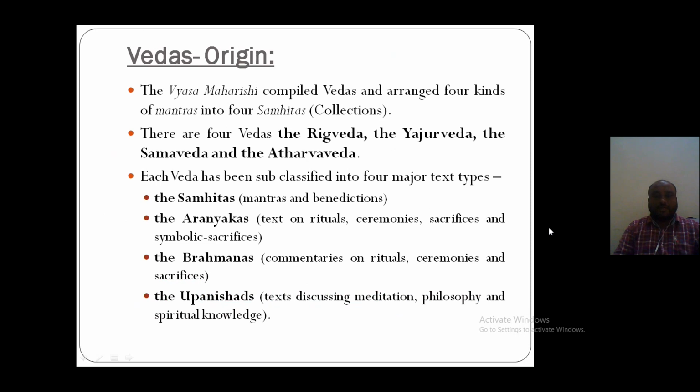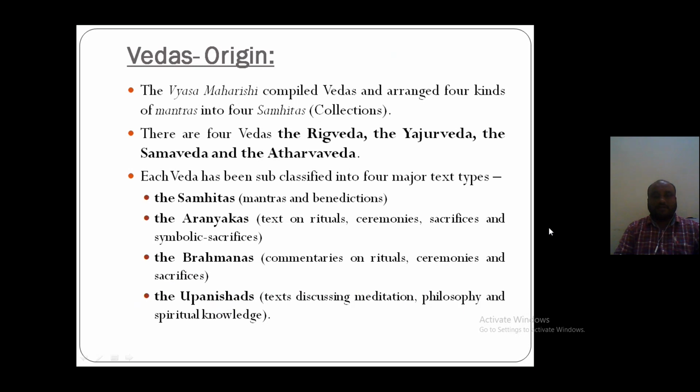Coming to the origin of Vedas, Vyasa Maharshi compiled the Vedas and arranged four kinds of mantras into four Samhitas, known as collections. There are four Vedas, as we have mentioned: the Rig Veda, the Yajur Veda, the Sama Veda, and the Atharva Veda. Each Veda has been subclassified into four major text types.